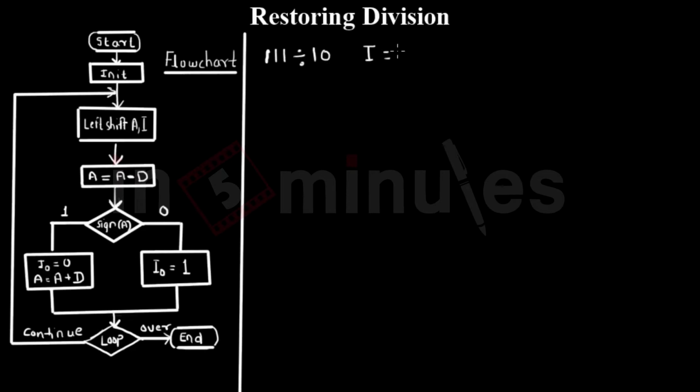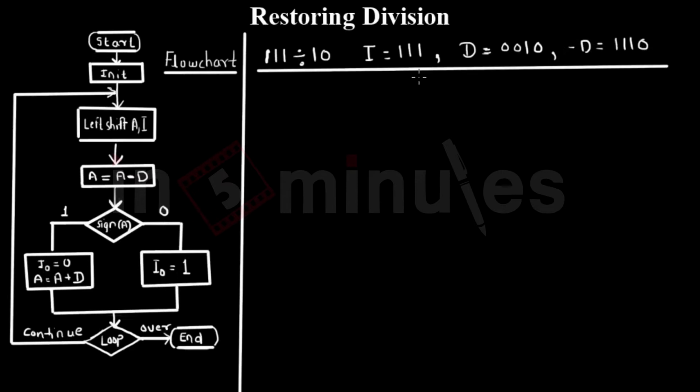Here I is equal to 111 and the register D is initialized to 0010. Let's also compute minus D, which is 1110. Now let's see the register structure here. We have A and we have I. A is initialized to 4 zeros and I is 1, 1 and 1. Now this is the initialization step.